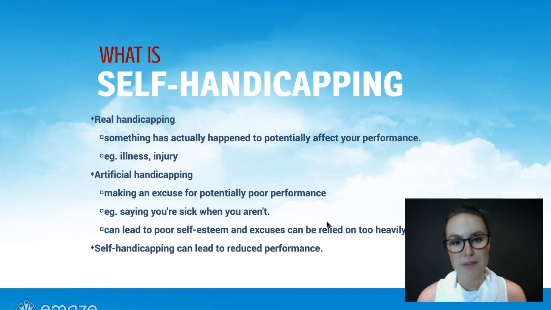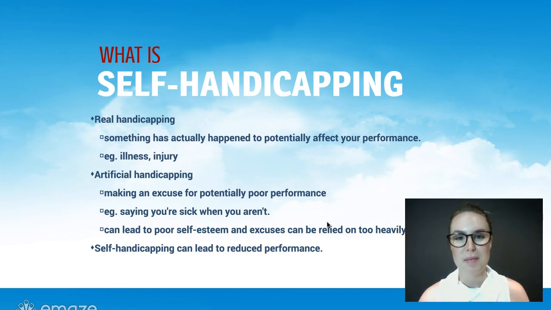Okay. Now, artificial handicapping is what we're kind of talking about here. This is making an excuse for potentially poor performance, and it's lying. Okay, so it's fake. So this would be me going to the gym and telling my trainer, look, I've hurt my ankle. It's really sore, and it's really not. It's just that if I don't do very well, I don't want the trainer to think I'm really unfit and embarrassing. I'm lying about it, right? I'm artificially self-handicapping. Okay. Now this can lead to poor self-esteem, and excuses can also be relied on too heavily.